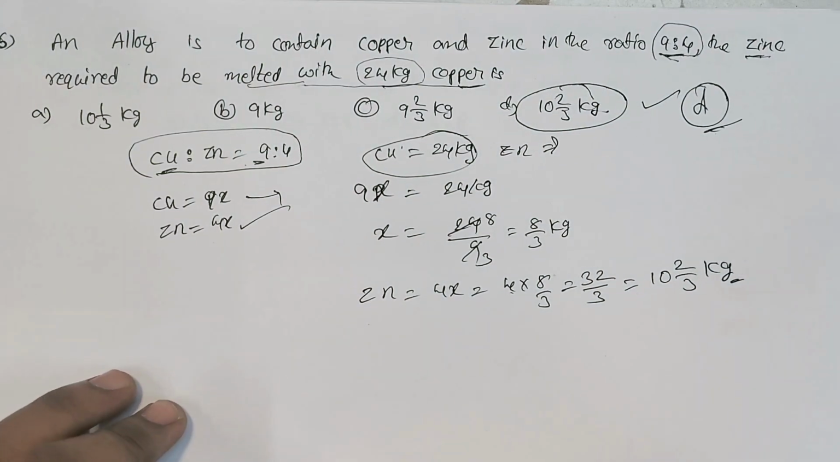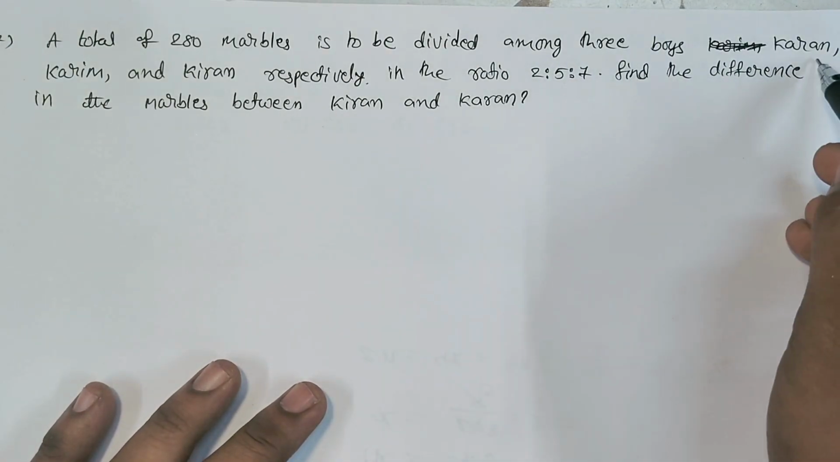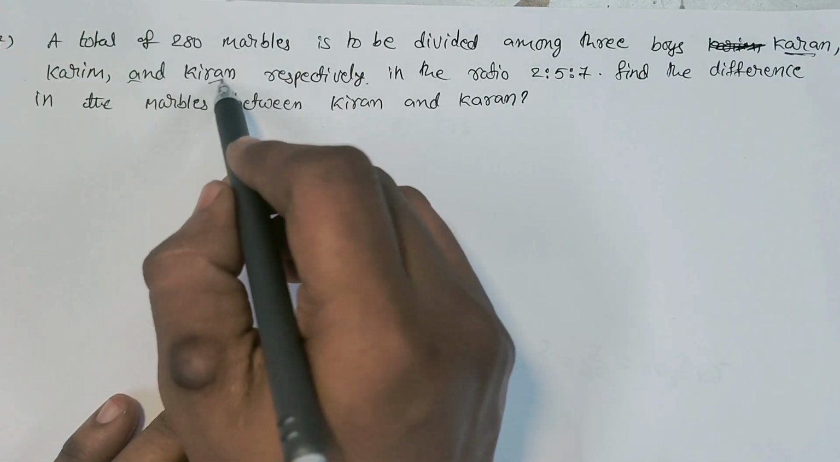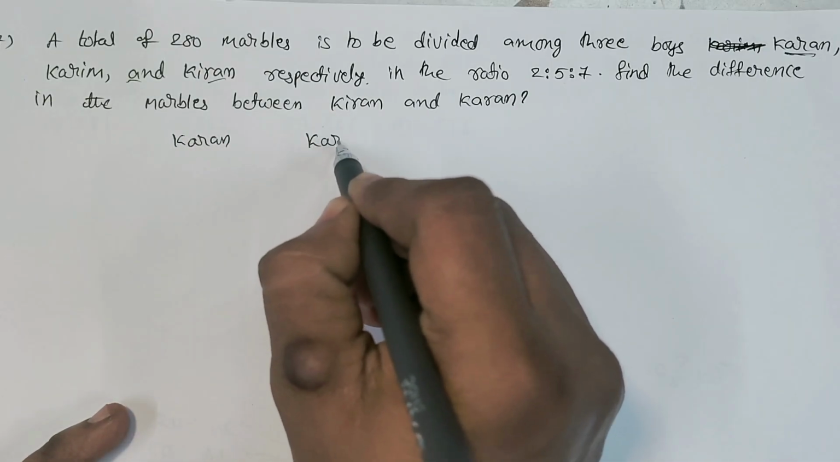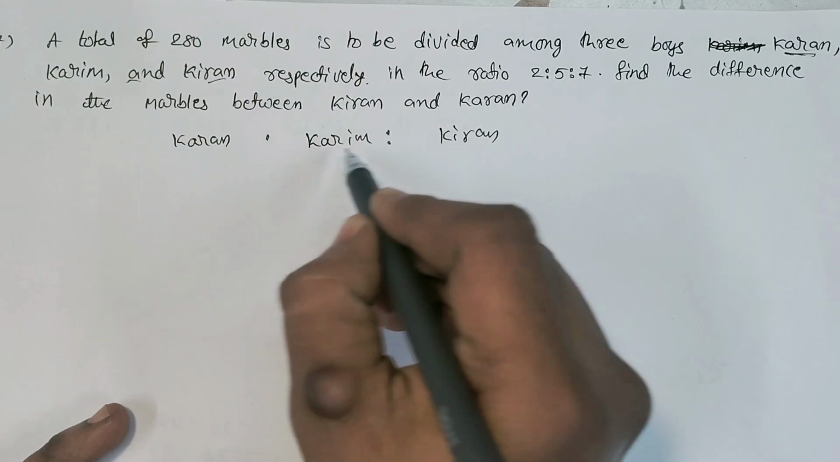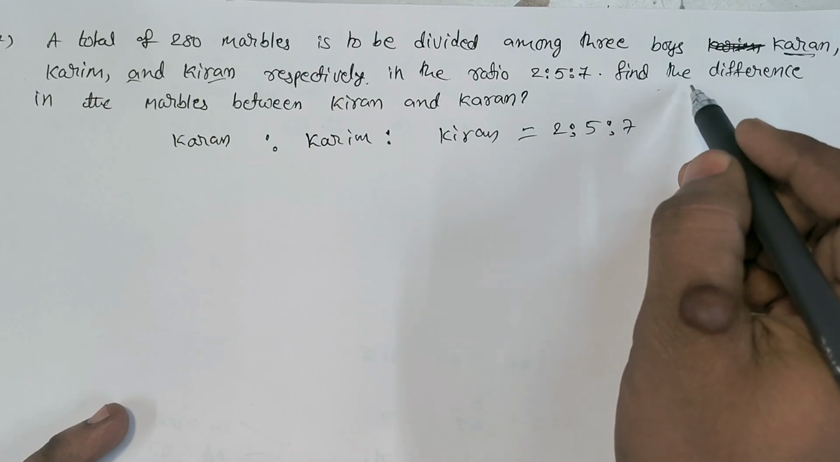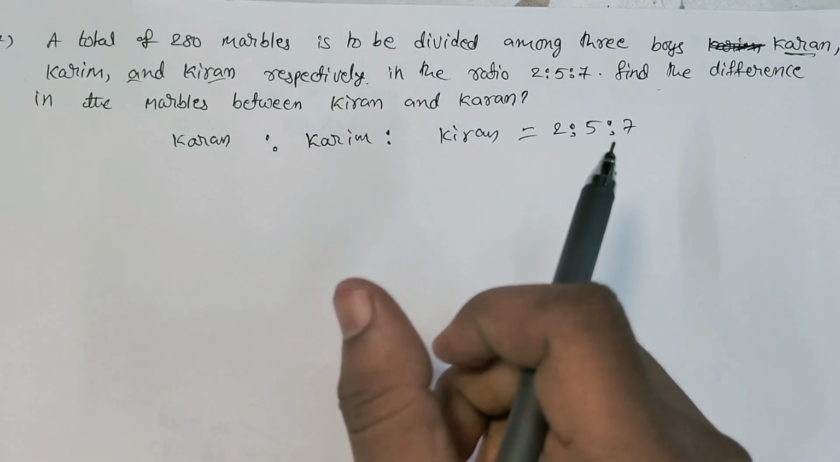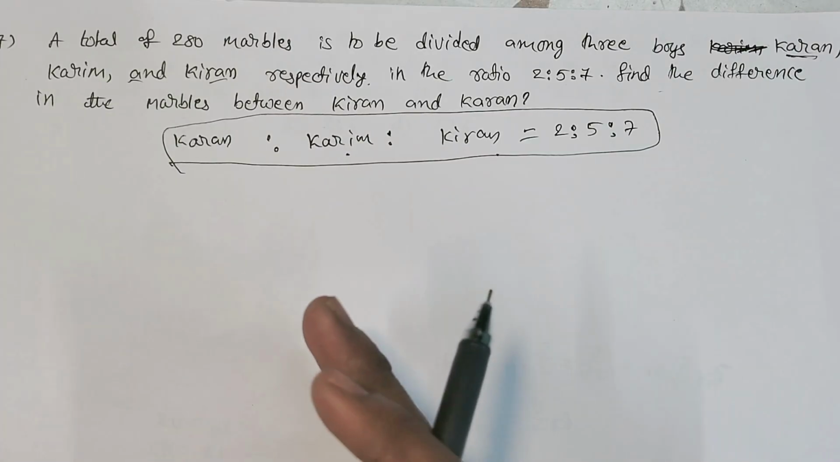Okay. Now let us see the next question. Total marbles are to be divided among 3 boys, Karan, Kareem and Kiran. So first one is Karan, next Kareem, then Kiran. In what ratio? We have given in the ratio of 2:5:7. Find the difference in the marbles between Kiran and Karan. Okay, we know the ratio between the number of marbles of Karan, Kareem and Kiran is 2:5:7.